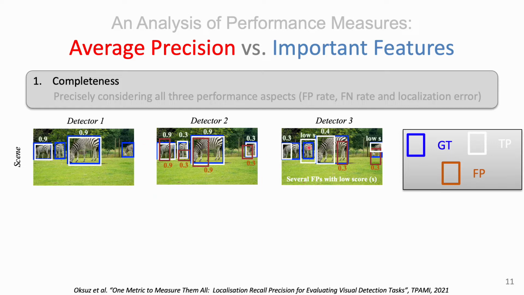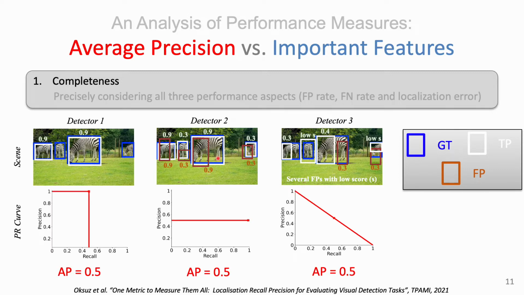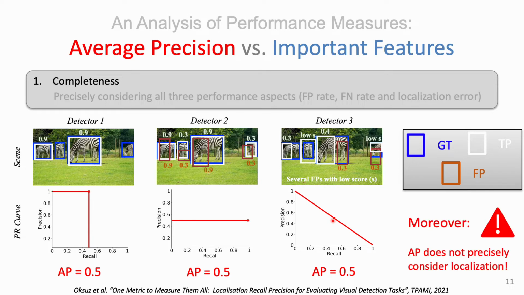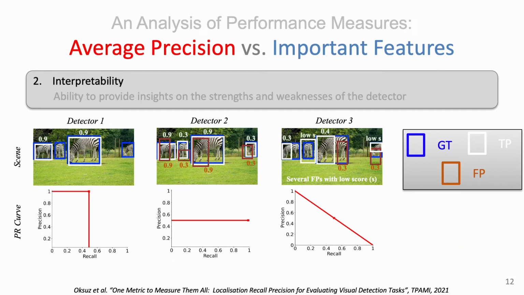Consider these 3 different detectors which have very different classification and localization behaviors. When we look at their precision and recall curves, we see that they are actually quite different, indicating different problems with the detector. However, if you calculate average precision as the area under these curves, we see that the average precision value is the same for all these 3 detectors. In other words, average precision does not consider all performance aspects, especially localization.